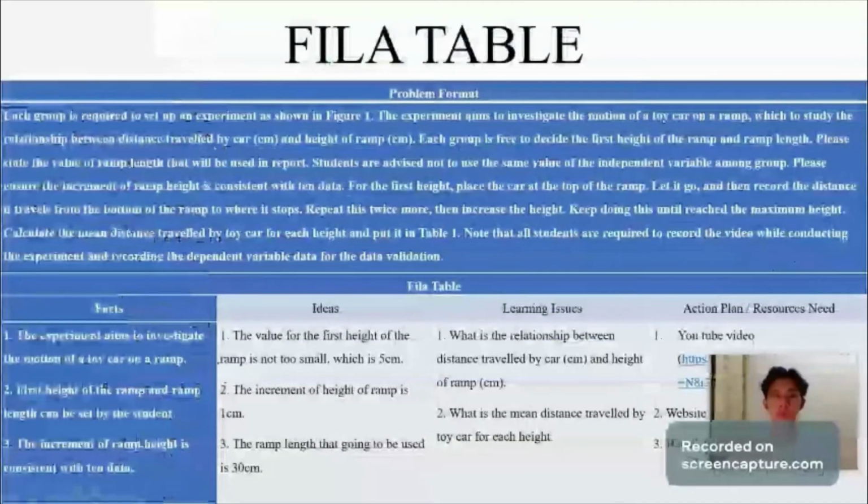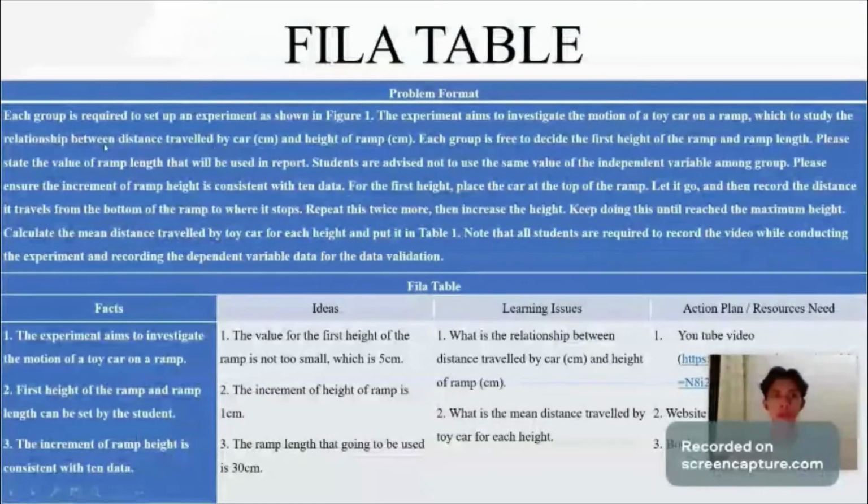The experiment aims to investigate the motion of a toy car on a ramp, which is to study the relationship between distance traveled by the car and height of ramp. Each group is free to decide the first height of the ramp and ramp length. Please state the value of ramp length that will be used in the report. Students are advised not to use the same value of the independent variable among groups. This ensures the increment of ramp height is consistent with 10 data.